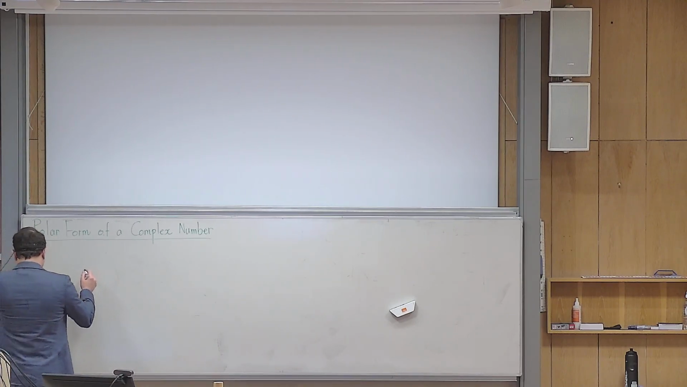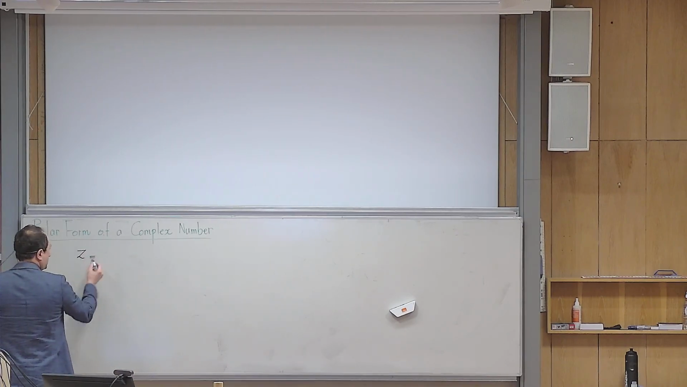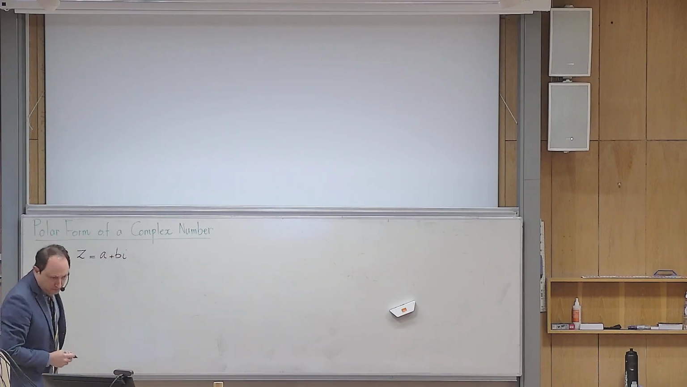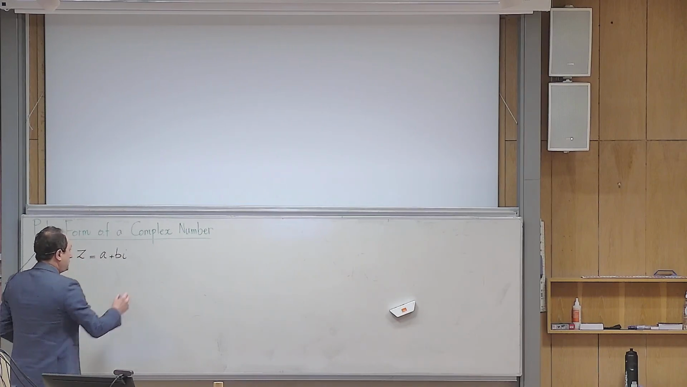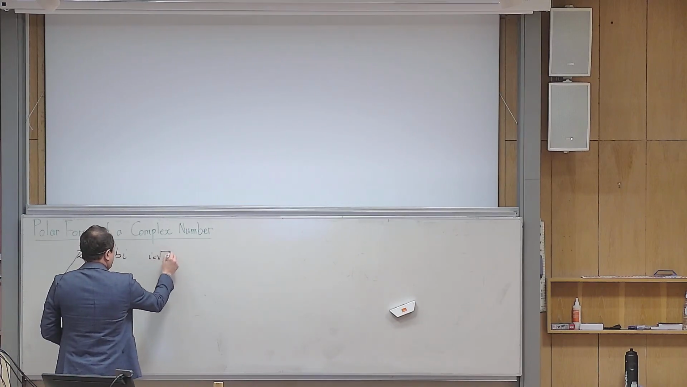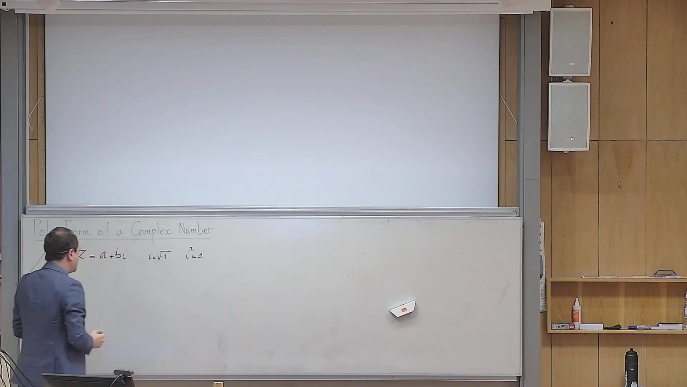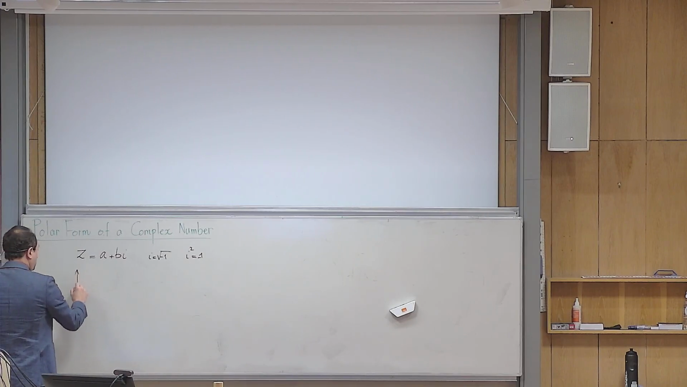So we learned that the standard form of a complex number z is a number of this form, yes? And then we know that i is the square root of -1, or in other words, i squared is -1. And we also learned about the complex plane, if you remember.